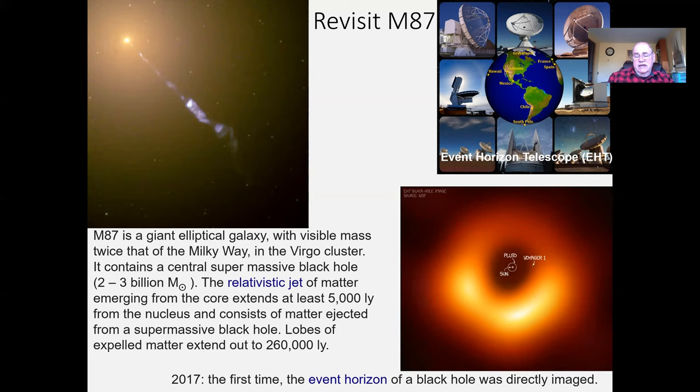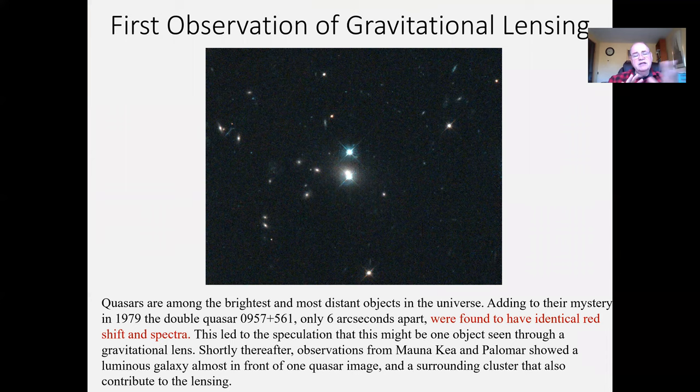You can see how big it is. Look at the event horizon. That's the orbit of Pluto, for goodness sake, in here. So this is what an accretion disk could look like for a very, very large black hole. Okay, so that's black holes from the bending of light.